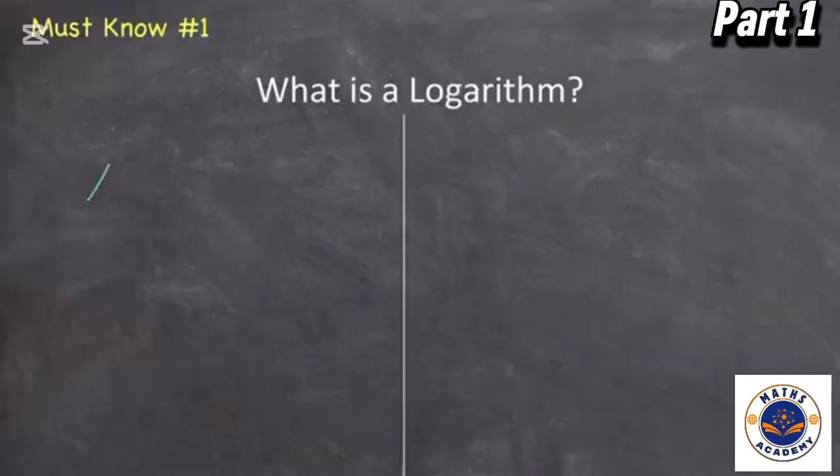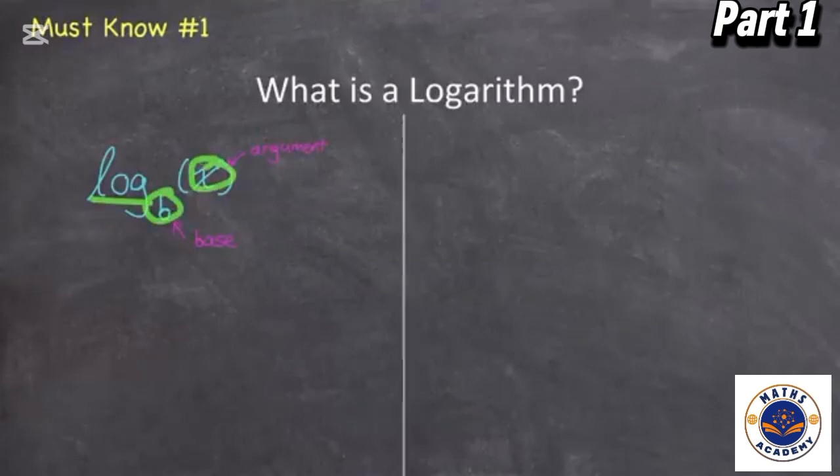A logarithmic function has two main components. It has a base and it has an argument. This subscript b is what we call the base of the logarithm, and this x is the argument of the logarithm. And when reading this, we pronounce this as log base b of x.